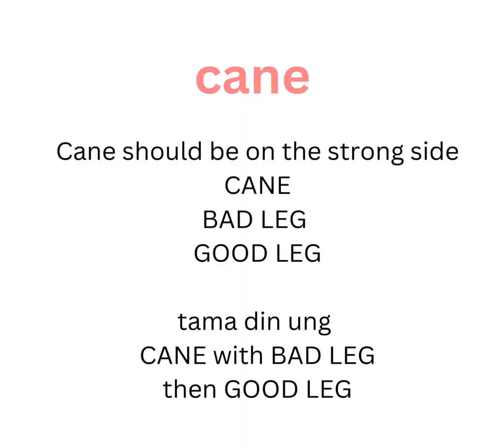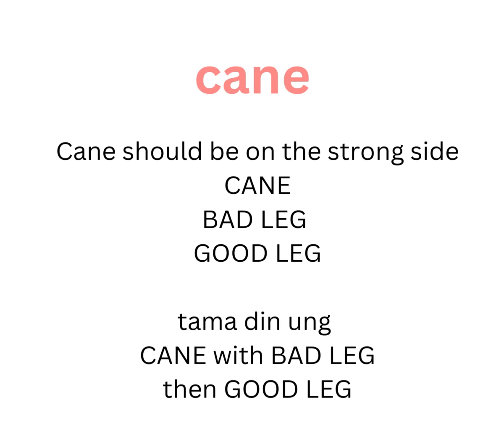So, paano ba ginagamit yung cane? So, cane should be on the strong side. So, may dalawa tayong way. I-advance mo muna yung cane, followed by bad leg, and then good leg. Nakakabulol, no? So, again, cane, bad leg, followed by good leg. Tama din naman yung cane with bad leg, and then yung good leg.